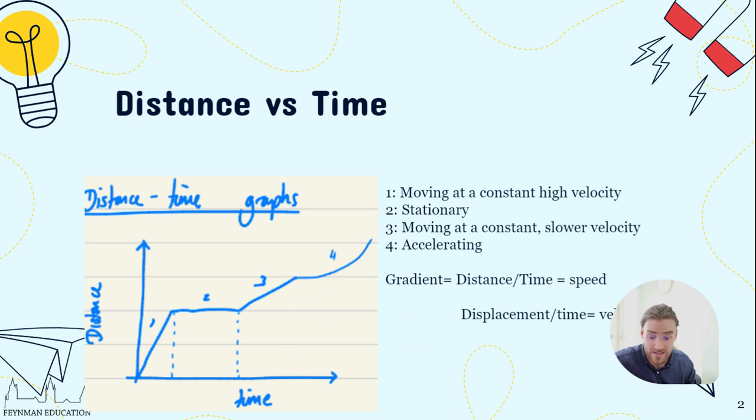That means it's accelerating. And you can calculate the distance at a point, or the velocity at a point, by going distance divided by time, x divided by y at a certain point. You could also work out the average by looking at the gradient of a line. So if you find the gradient of one, that would be the velocity between those two points.